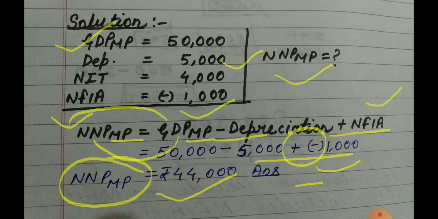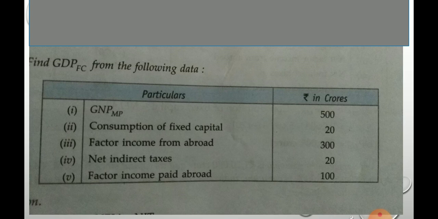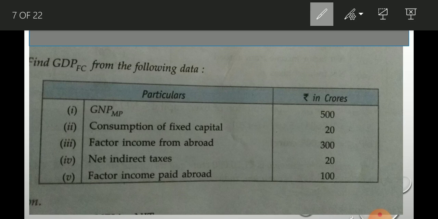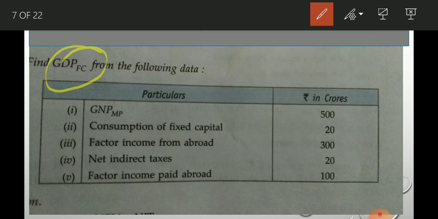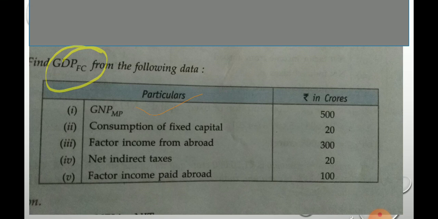Okay students, we will do one more question. In this question you have to find out GDP FC. And what is given? GNP MP. So try to do it yourself. At least generate the equation. I think you have done it. Let me do it.